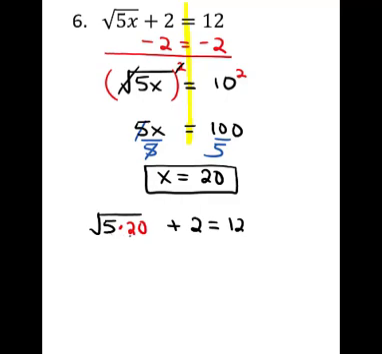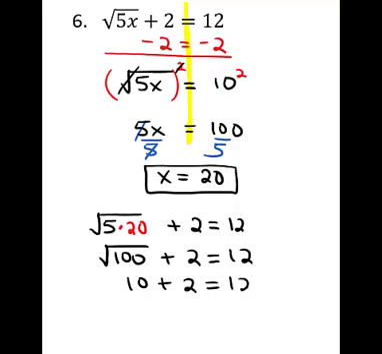So 5 times 20 is 100, but it's in the square root. So I need to take the square root of 100, which is 10, and then 10 plus 2 is equal to 12. So 12 is equal to 12. That means that x is equal to 20 is the correct answer. So check your answers because you might get an extraneous solution.